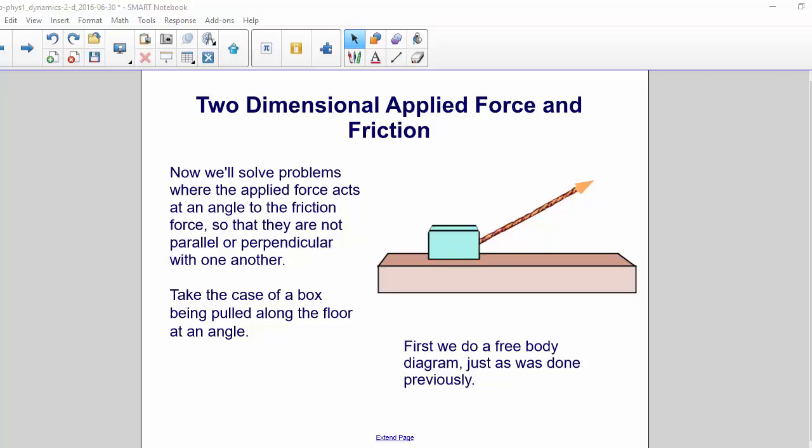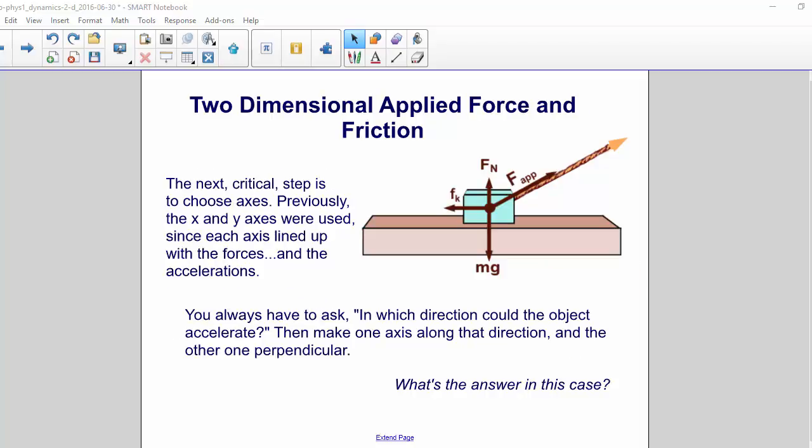First, we do a free body diagram. As you can see, the free body diagram is very similar, except that the applied force is at an angle. But now we have to ask, in which direction could the object accelerate? Then make one axis along that direction and the other one perpendicular. So what's the answer here?